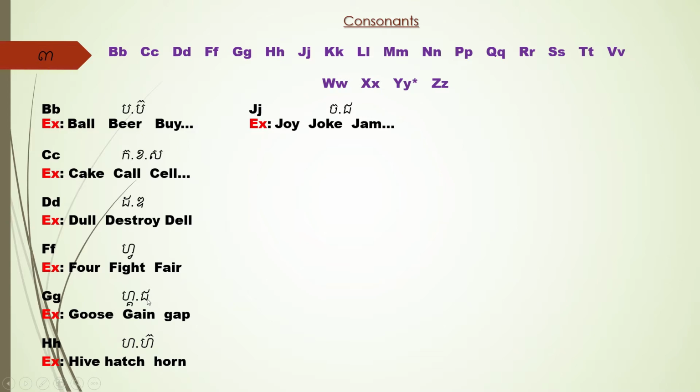J: Georgia, joy, joke, jam. Okay, these are the examples of J. K: kite, key, kill, and more examples.